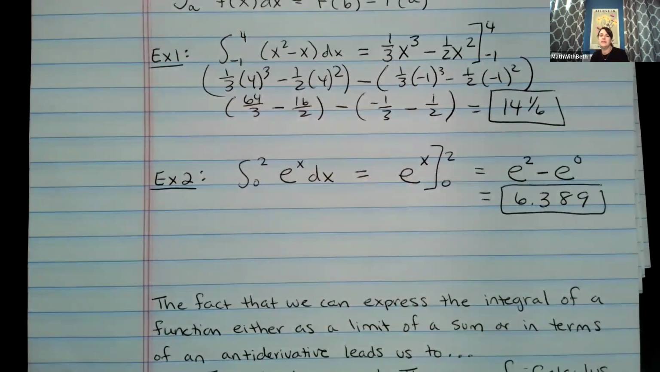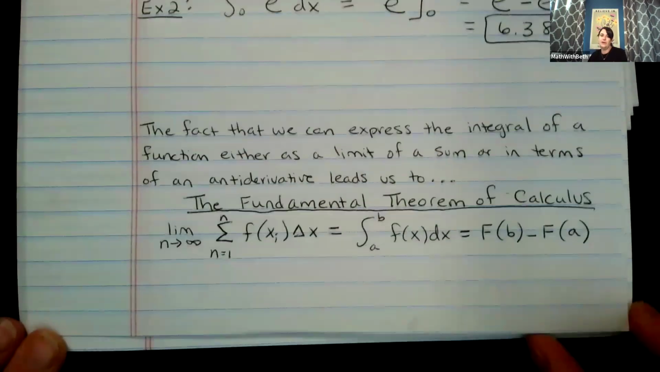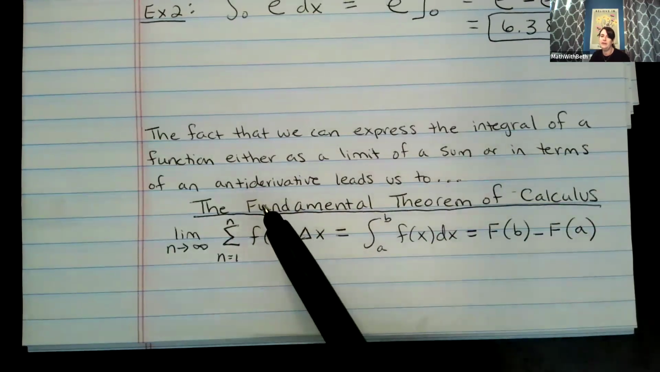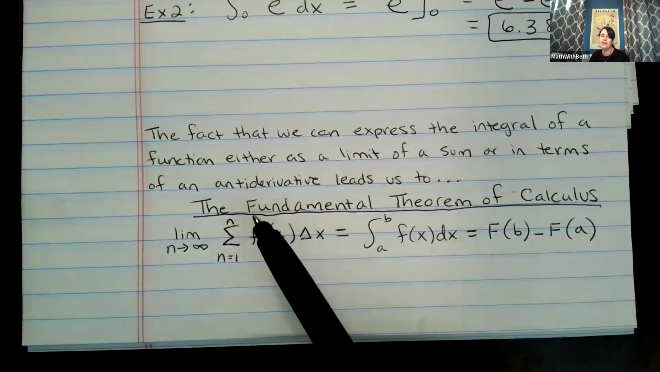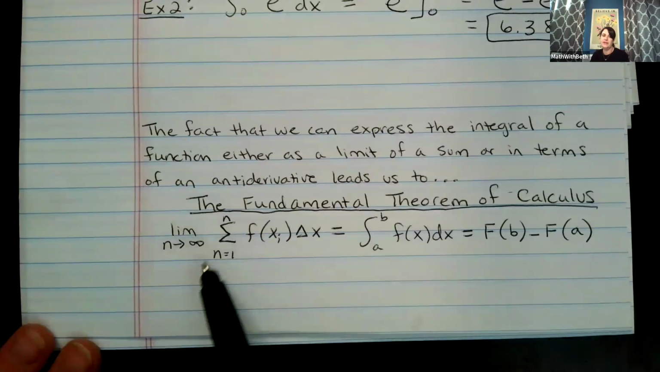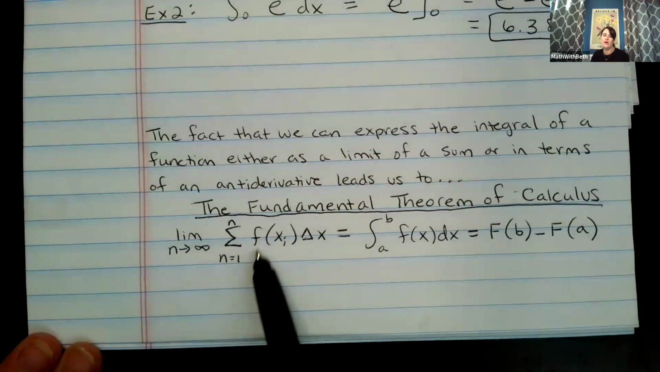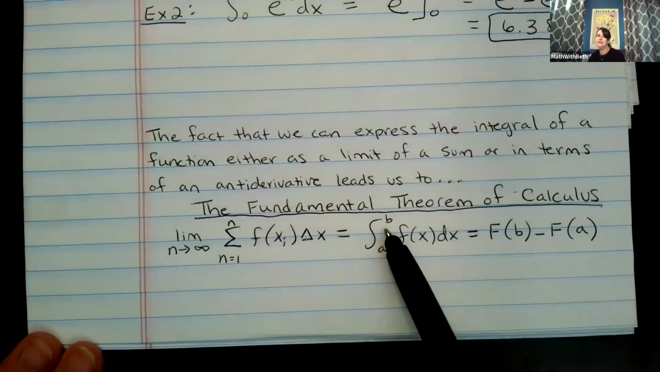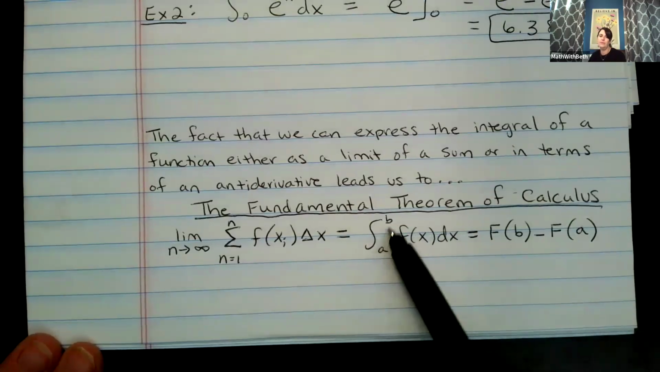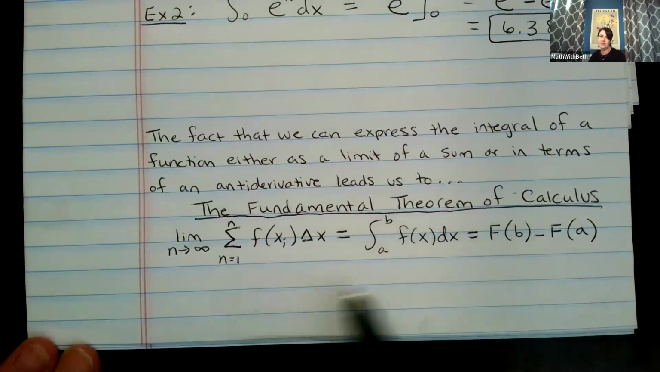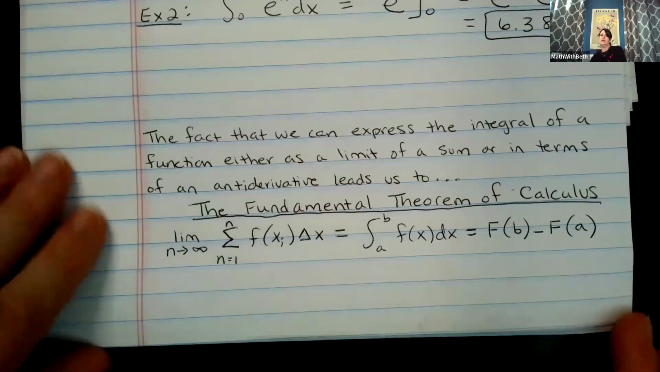Okay, so that leads us into the fundamental theorem of calculus. The fact that we can express the integral of a function either as a limit of a sum or in terms of an antiderivative leads us to this, the fundamental theorem of calculus, which basically just explains that the limit involved of adding all of these up would be the same as what we just did. So to find, again, the area under a curve from a to b, you do what we were just doing. So this is the fundamental theorem of calculus.